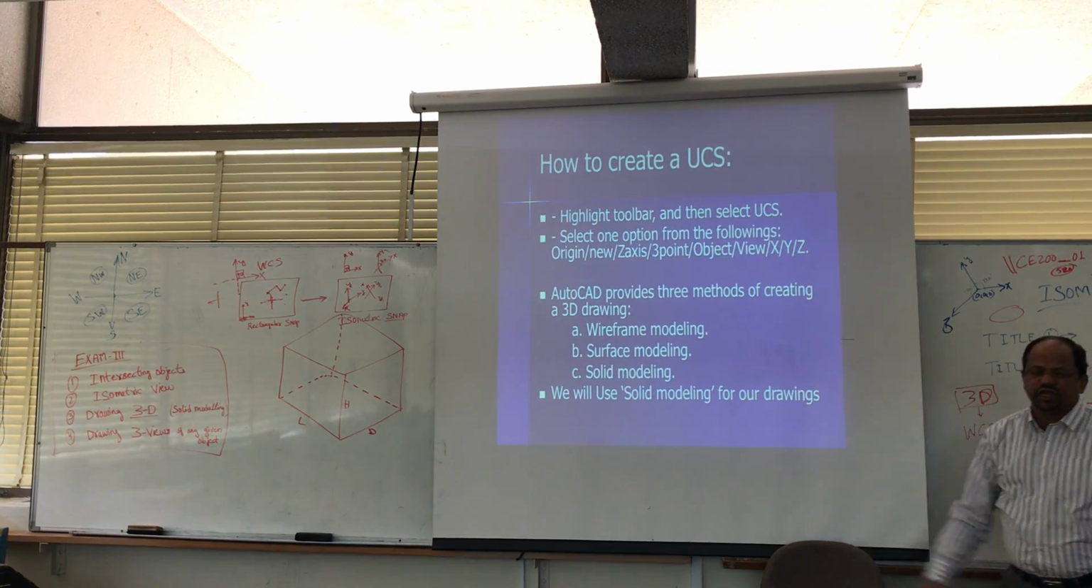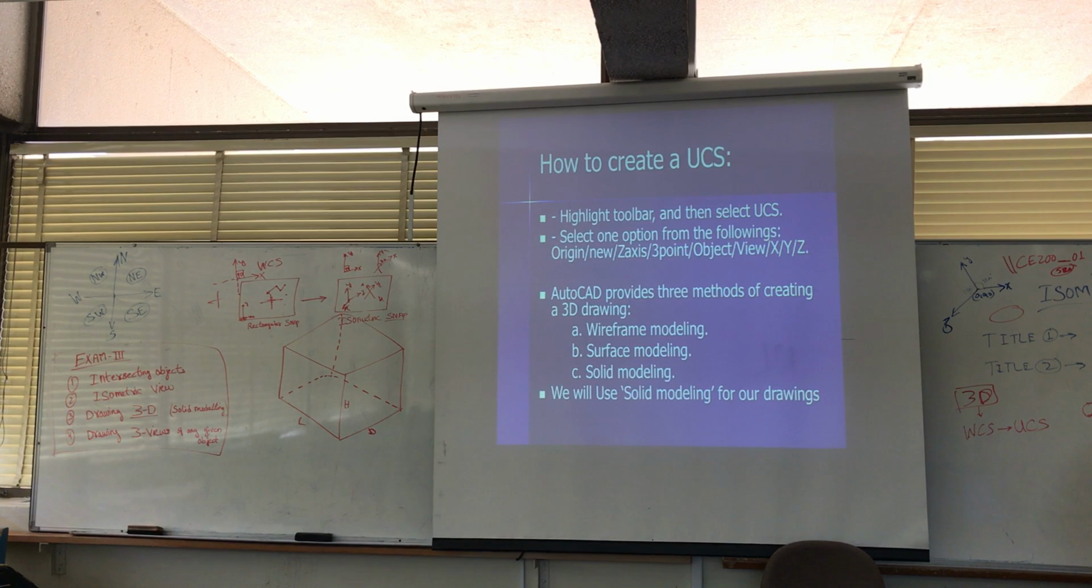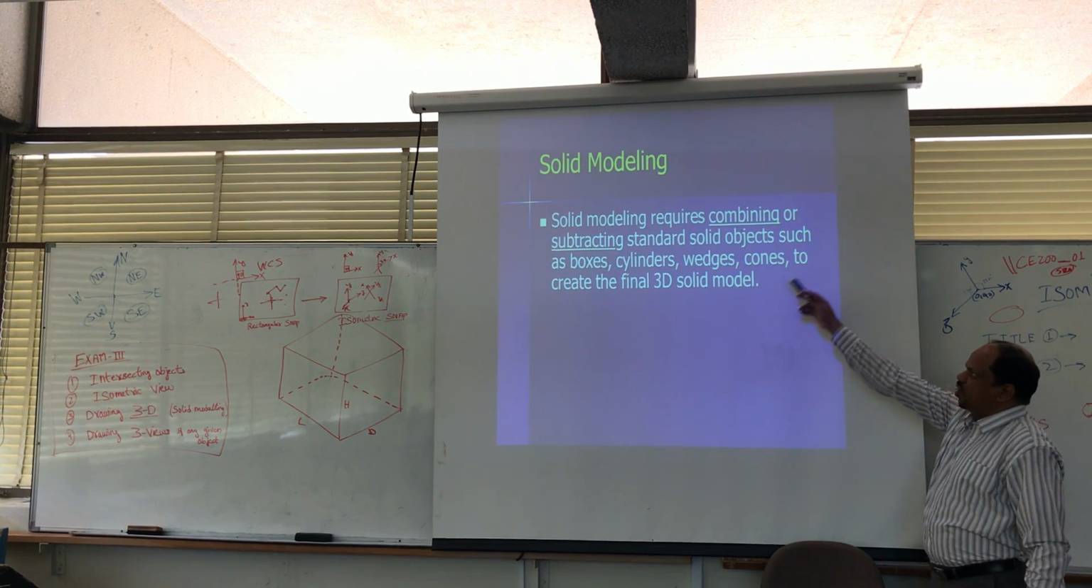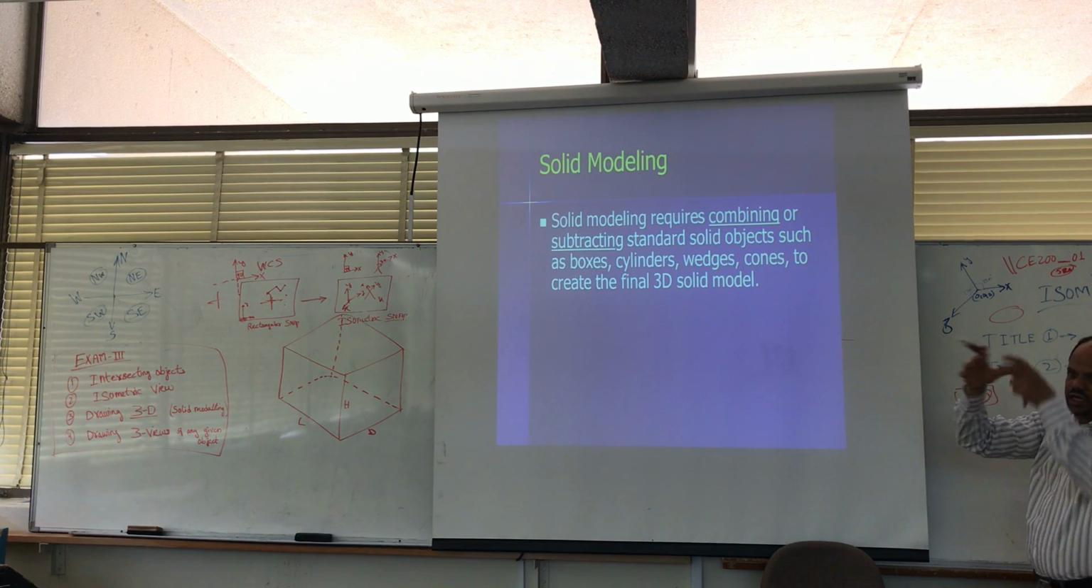AutoCAD provides 3 methods of creating 3D drawings. First is wireframe modeling, surface modeling, or solid modeling. For this particular case or our course, we will be using solid modeling. Actually, surface modeling is for water surface, flowing surfaces like oil or liquids that you can see. Now, solid modeling. Solid modeling requires combining or subtracting standard solid objects such as box, cylinder, wedge, cone to create the final 3D solids. So here in the AutoCAD, there are standard objects like box, this type of box, cylinder.